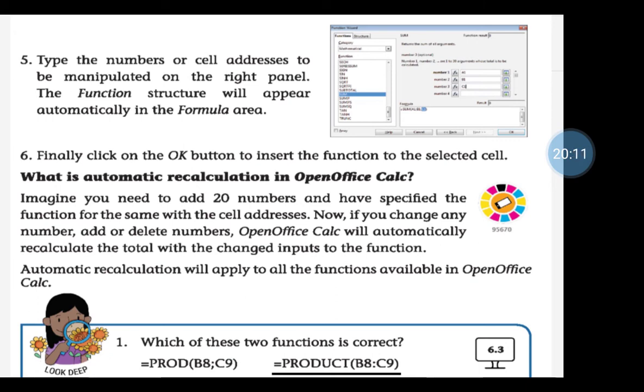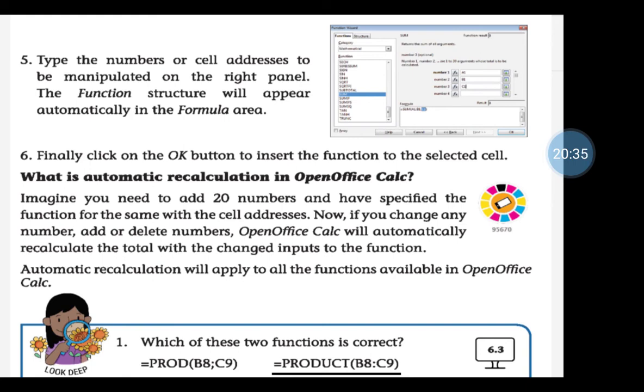So here, in OpenOffice Calc, there is one more option. If you have done the calculation for 20 cells, you have already done the calculations. But in those 20 cells, for any one or two numbers you have mistakenly written a wrong number, you change the number.